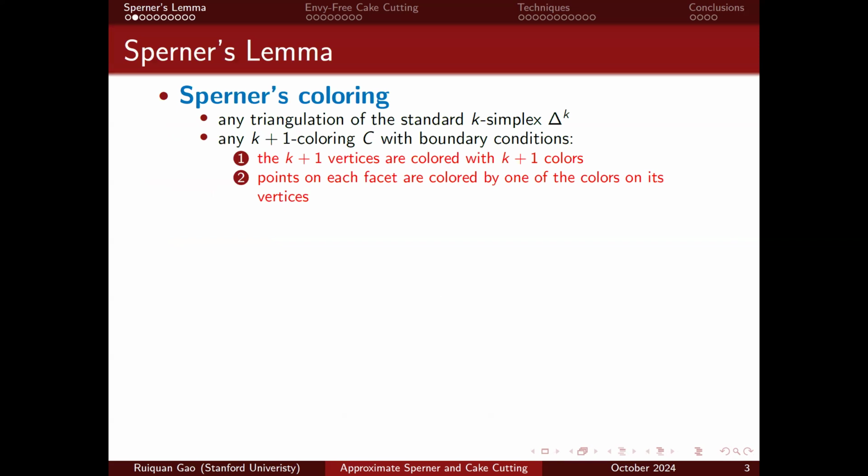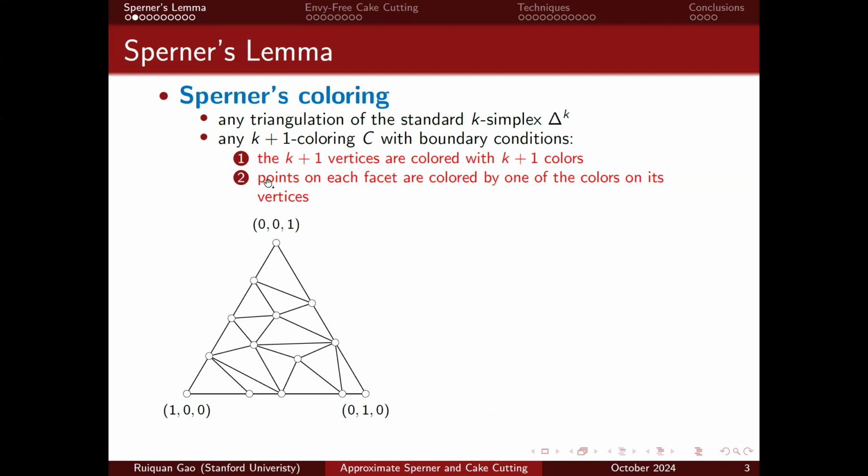In Sperner's lemma, we are considering the so-called Sperner's coloring. In the coloring, we have an arbitrary triangulation of the standard K-simplex, and we color the points in the triangulation following two boundary conditions. The first one is that the K+1 vertices of the entire K-simplex should be colored with different colors.